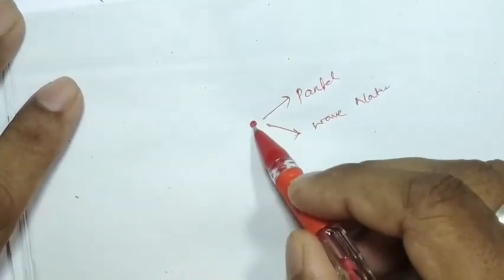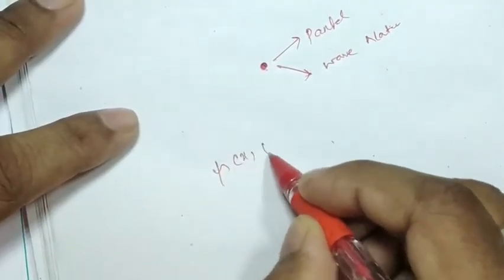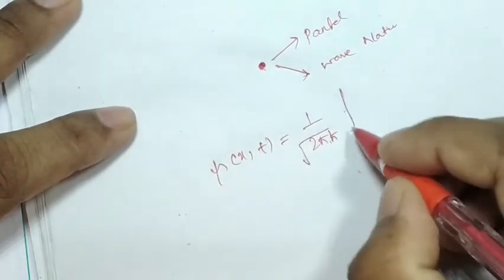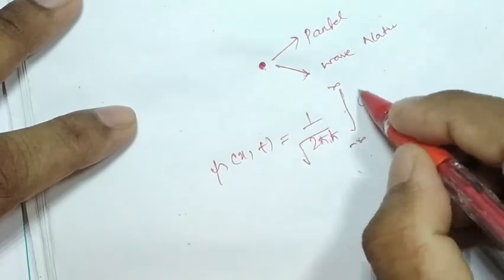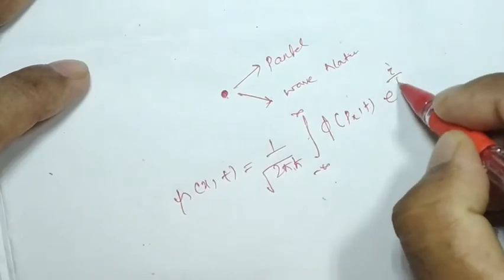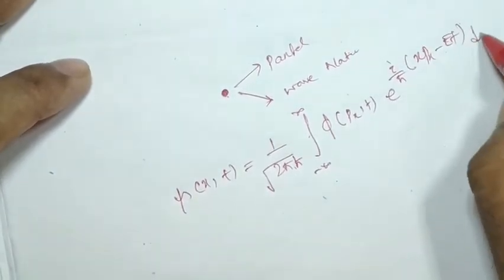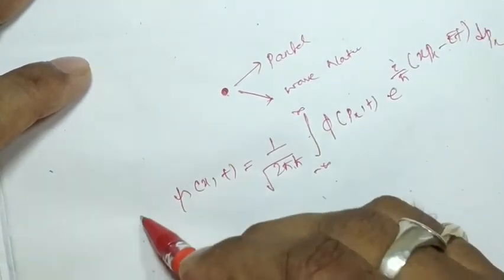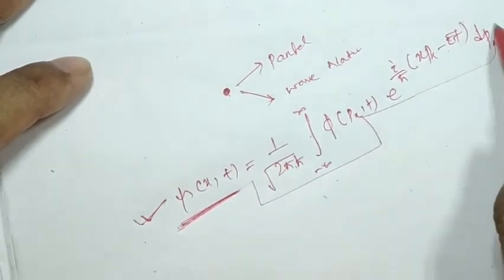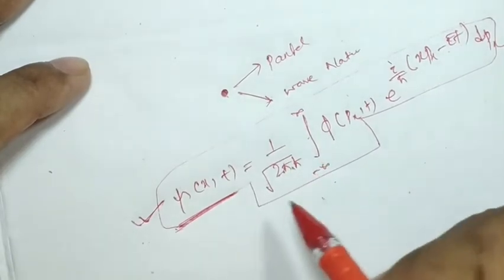The dual nature of a quantum particle can be represented by a wave function like psi(x,t) equal to 1 by root 2 pi h cross, integral from minus infinity to infinity of phi(px,t) into e to the power i by h cross (x px minus Et) dpx. So this equation is called the wave function, which represents both particle nature and wave nature.